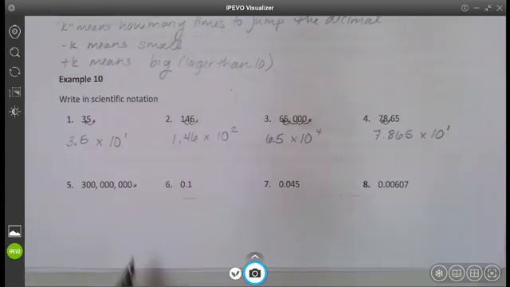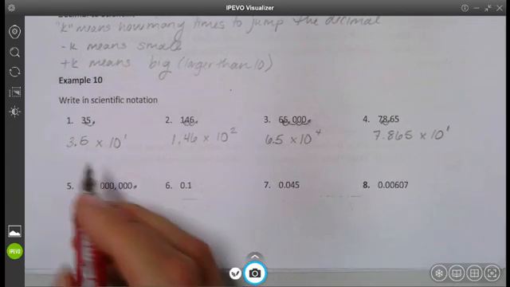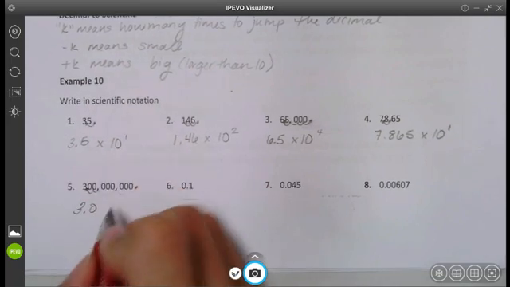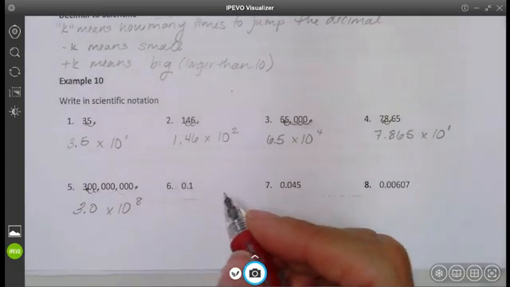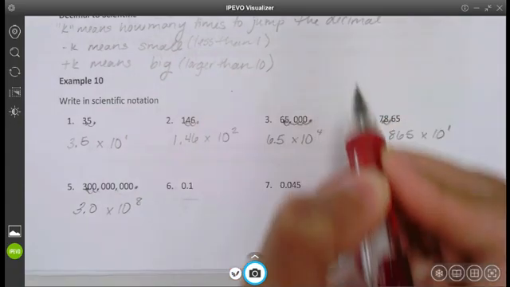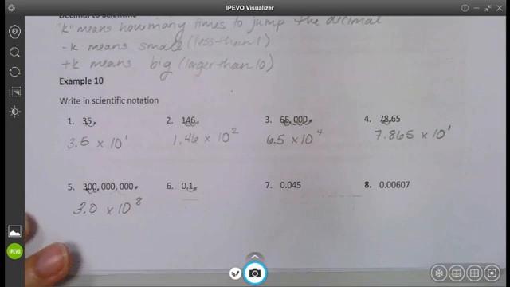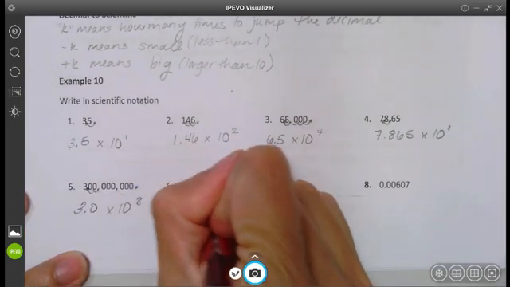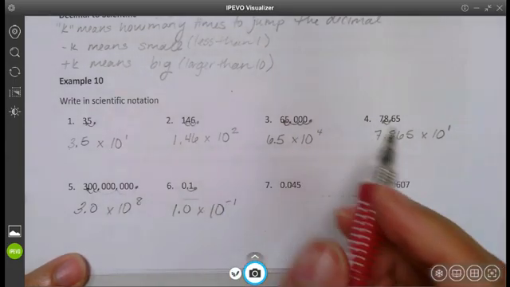If we don't see the decimal, it's here at the end. We want to move it after the 3. So that means that we're going to jump it 8 times. Yeah? So we've got 3.0, or 3, times 10 to the positive 8th power. All right, 0.1 is less than 1, which means that we're going to move the decimal to be after 1. So it's going to be 1 jump, but since it was a small number, now that exponent is negative 1.